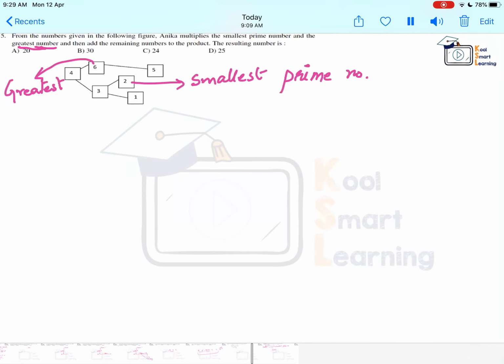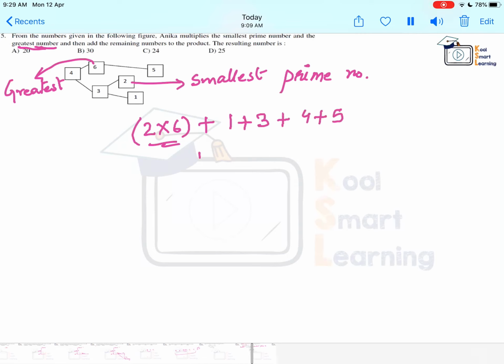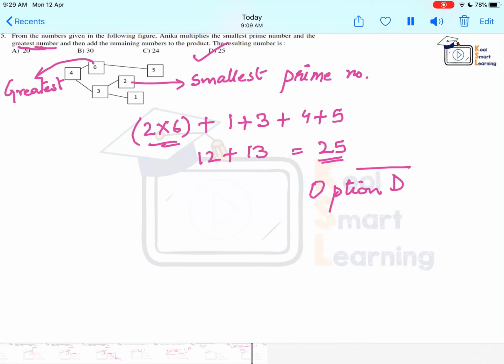And then add the remaining numbers to the product. So the product of the smallest prime number and greatest becomes 2 into 6, and we put the brackets because then we have to add it. So we have to follow this first and then the addition. So then add the remaining numbers, which are 1, 3, 4 and 5. So we get 12 plus 13, which is 25. So this is option D.